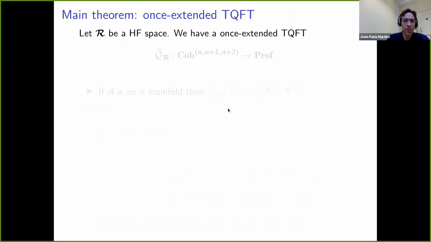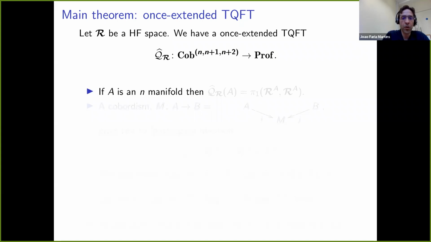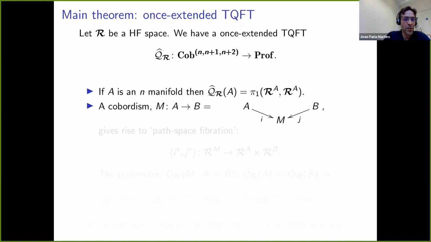And the main theorem: let R be a homotopy finite space, so it doesn't need to be the classifying space of the crossed complex. Then we have a once extended TQFT from Cob n, n+1, n+2 to Prof. And what does it do? You send an n manifold A to the fundamental groupoid of the function space of maps from A into R, my space of coefficients. And now I need to say what I do to cobordisms.